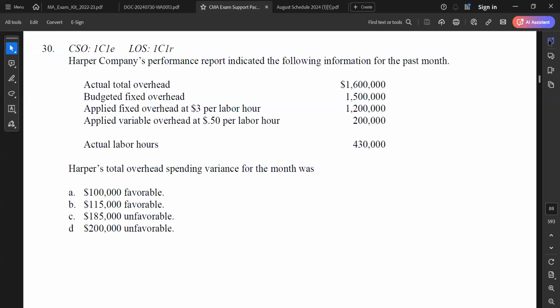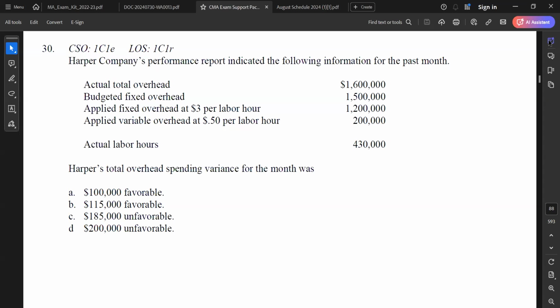There's a question here on the screen. Harper Company's performance report indicated the following information for the past month. Actual total overhead 1,600,000. Budgeted fixed overhead is 1,500,000. Applied fixed overhead at the rate of $3 per labor hour 1,200,000. Applied variable overhead at $0.50 per labor hour, it's 200,000.